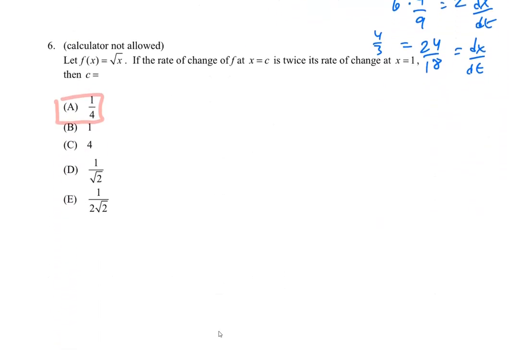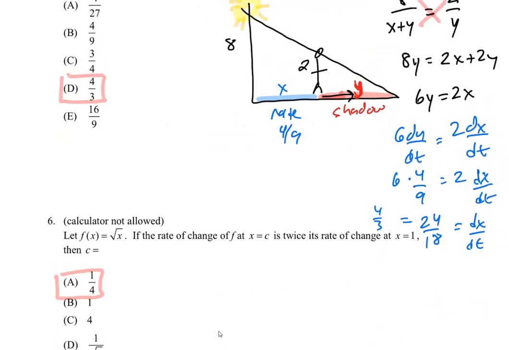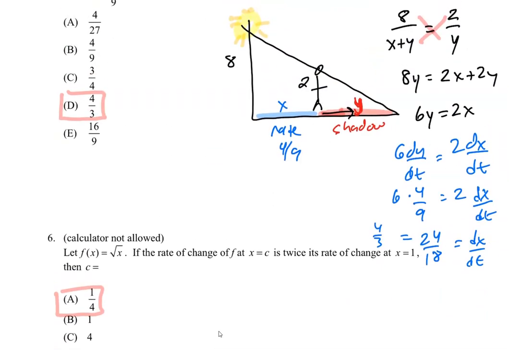Okay, let's see if we can get through a couple more of these. What did I do? 6 times 4 divided by 9, and then I divided the 2 over also. So when I moved the 2 over, it went on the bottom. I'm just doing some number magic.